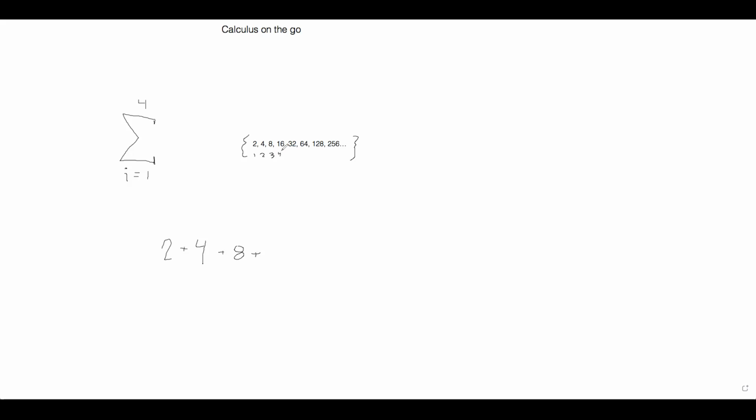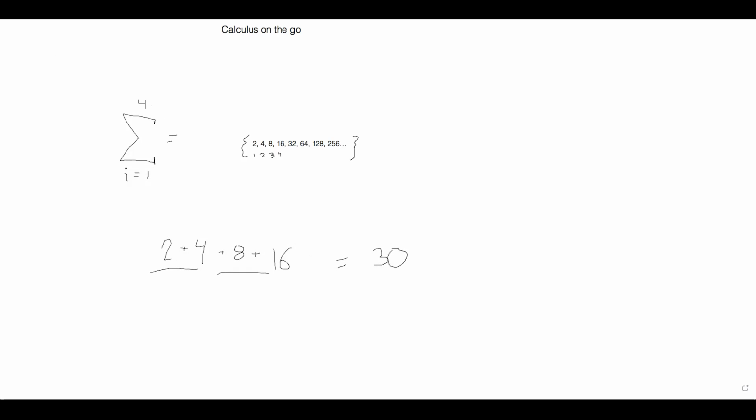What do we get when we plug in an index of 4? We get 16. And we know we have to stop right there because we start at 1, we end at an index of 4. So we're actually going to stop right here. If we add everything together, we get 24 plus 6, which is 30. So the sum of this finite series is 30.